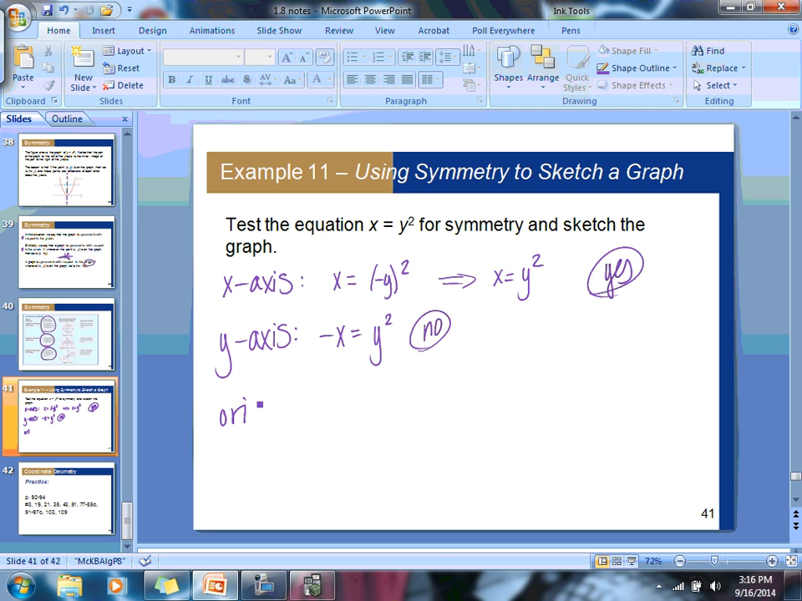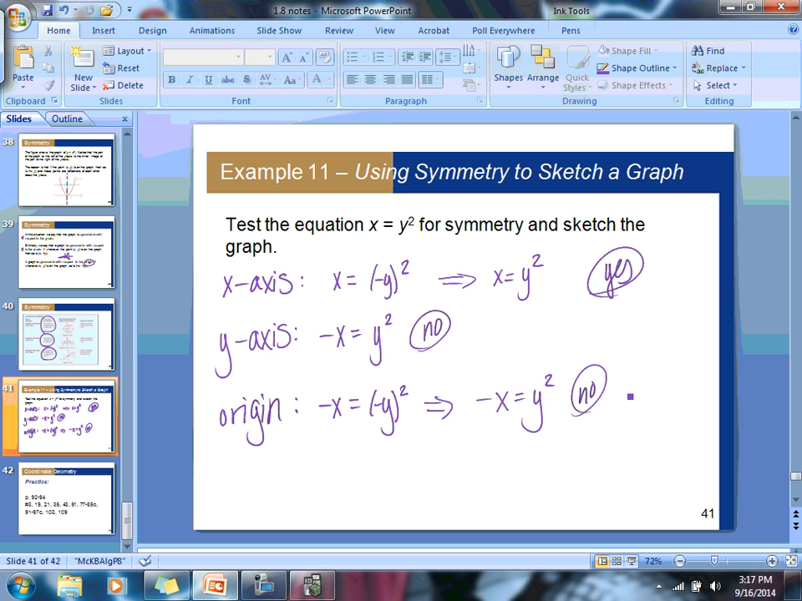And I do want to check for symmetry around the origin. And this is where I replace both the x and the y with a negative x and a negative y. So I'm going to have negative x equals negative y squared. And if I simplify this, the only thing that I can do is square that y squared. And that's not the original equation that I started with. So again, no, there's no symmetry about the origin.